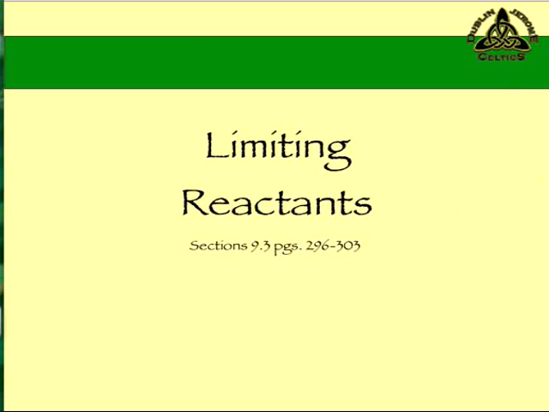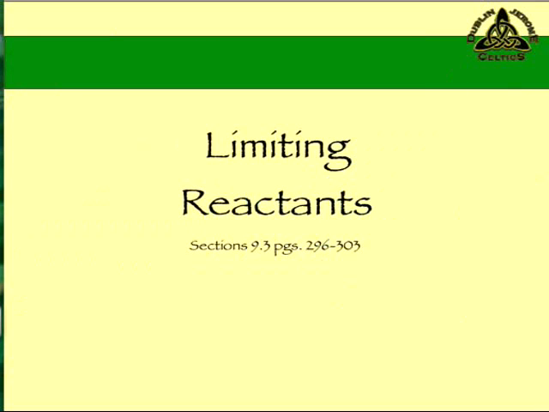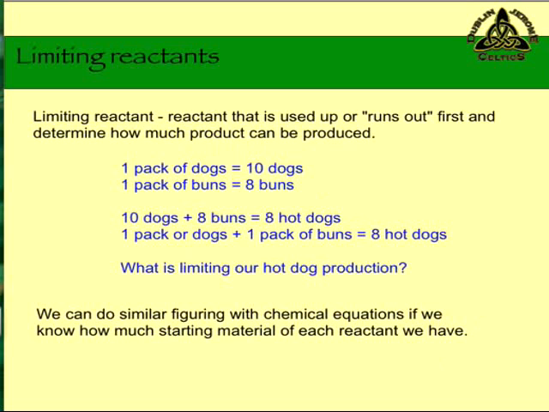The Limiting Reactants podcast really requires a very good understanding of stoichiometry to be able to do it. Limiting reactants is essentially just an application of stoichiometry, something that chemists actually use in their calculations and in their reactions. The idea of limiting reactants is actually quite simple. The limiting reactant is the reactant that is used up or runs out first, and it is the thing that determines how much product we make.